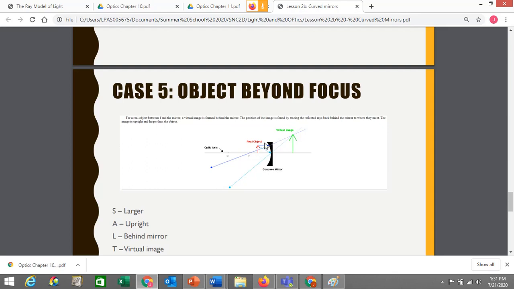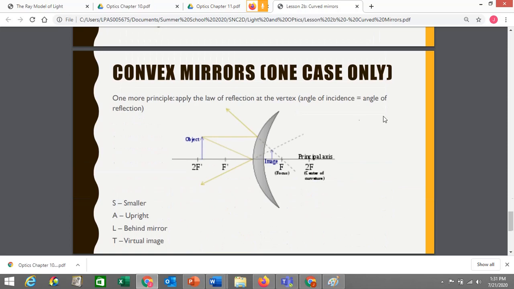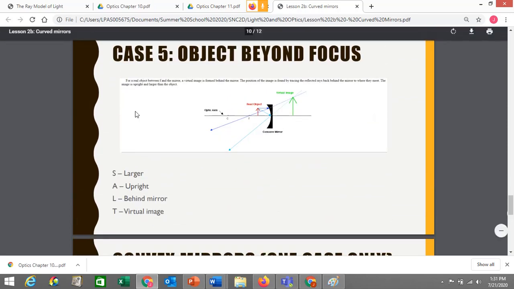It's definitely larger than the real object. It's behind the mirror. And it's a virtual image, right? The light rays don't really cross, but they end up back here. So you're magnifying things when you do this. So maybe that might give you some ideas on applications you can use if you're magnifying an image, making it look bigger in this particular case. All right, so that's it for concave mirrors.